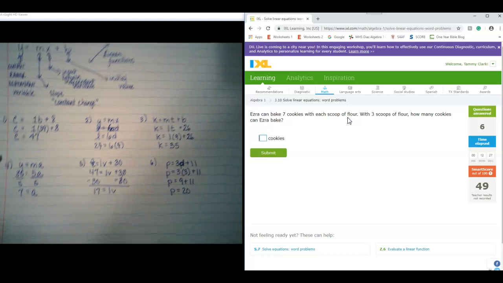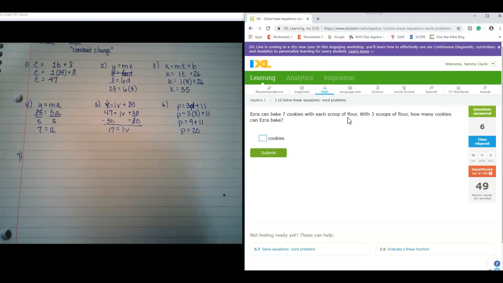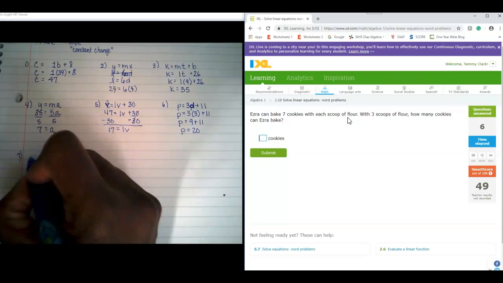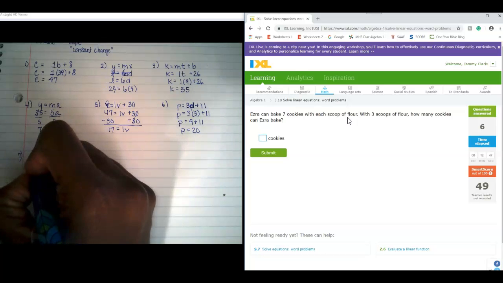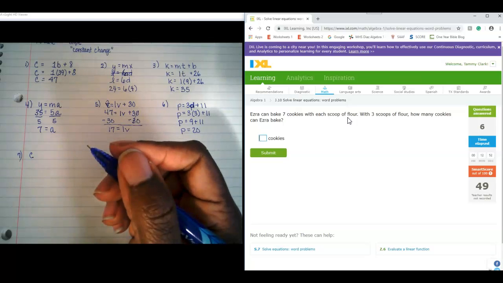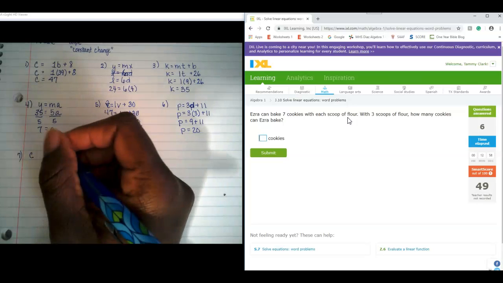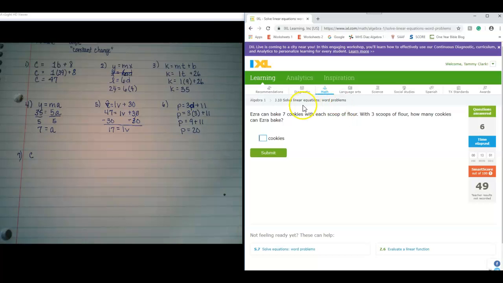All right, let's look at number 7. Ezra can bake 7 cookies with each scoop of flour. With 3 scoops of flour, how many cookies can Ezra bake? So we want to know the total number of cookies that Ezra can bake, and we know that for every scoop of flour, Ezra can bake 7 cookies. I'm reading that right here. For every scoop of flour, Ezra can bake 7 cookies.